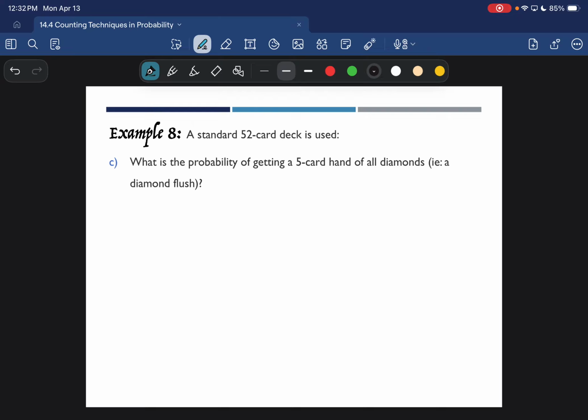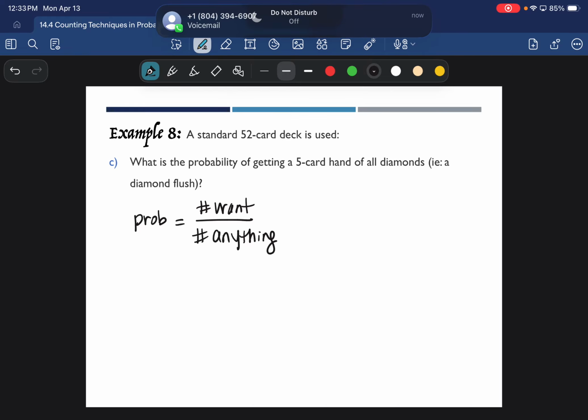Now, we've seen formulas for probability before, but let me remind you what this is. The probability is the number of ways that we can get what we want to happen, whatever that is, divided by the number of ways that anything can happen. Does that sound familiar? That is not a real formula. That is a thinking kind of perspective, how we process it.